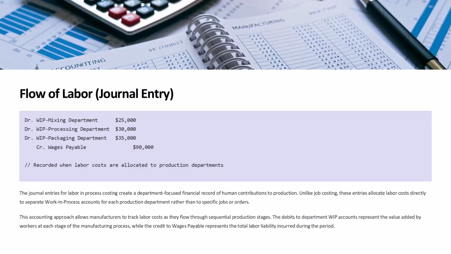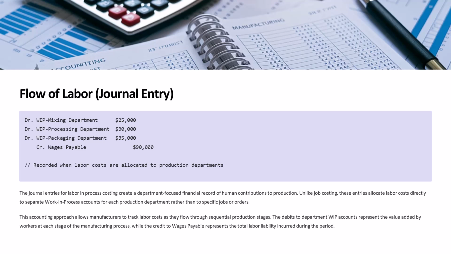Slide 9, Flow of Labor, Journal Entry. The journal entries for labor in process costing create a department-focused financial record of human contributions to production. The pattern is elegantly simple. Debit work in process for each department receiving labor and credit wages or salaries payable.